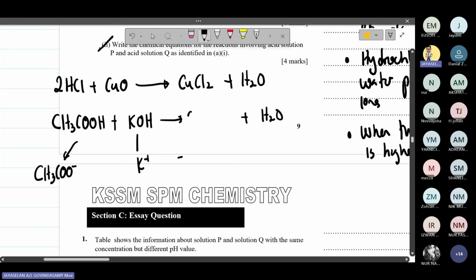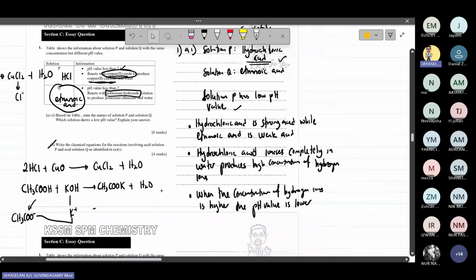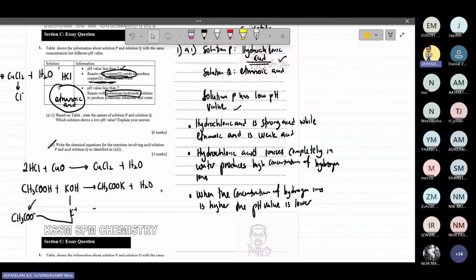Now what I do, CH3COO, then the K put behind, potassium ethanoate, potassium ethanoate. So I already score another 2 marks. Any question? If this type of question comes out, maybe they will give only a picture or something, but you should be able to answer the question.